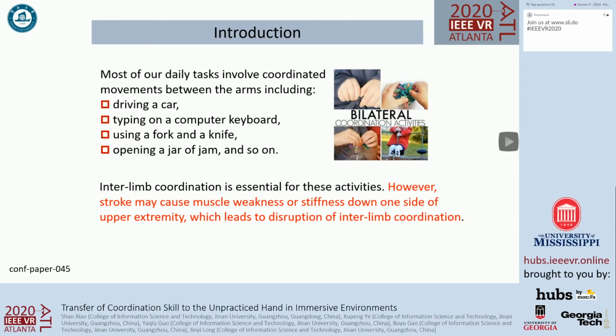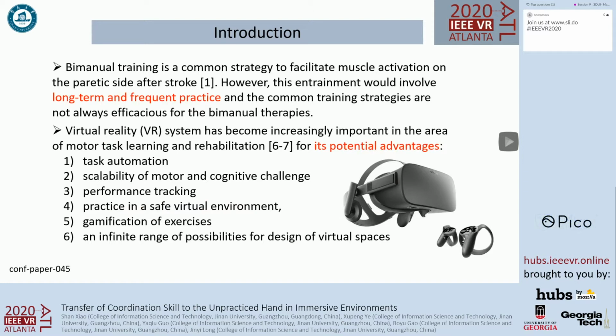However, a stroke can cause muscle weakness or stiffness down one side of the upper extremity, which leads to disruption of interlimb coordination. Bimanual training is a common strategy to facilitate muscle activation on the paretic side after the stroke. However, this training involves long-term and fluent practice. Also, the common training strategies cannot always be efficacious for bimanual therapies.